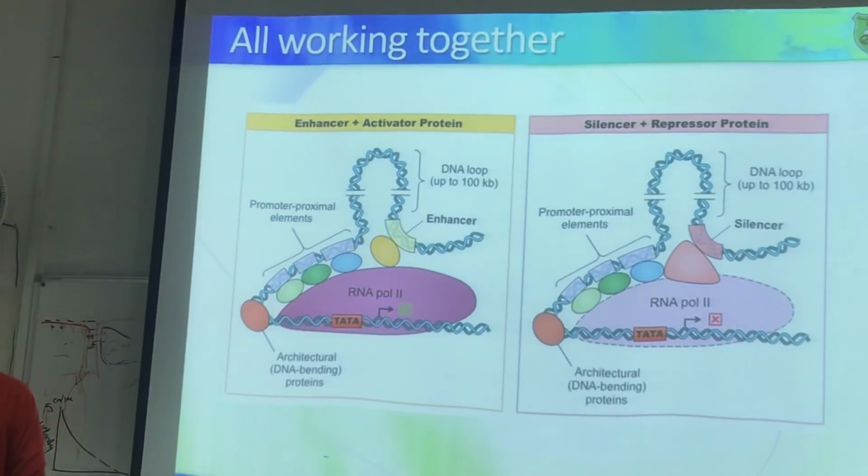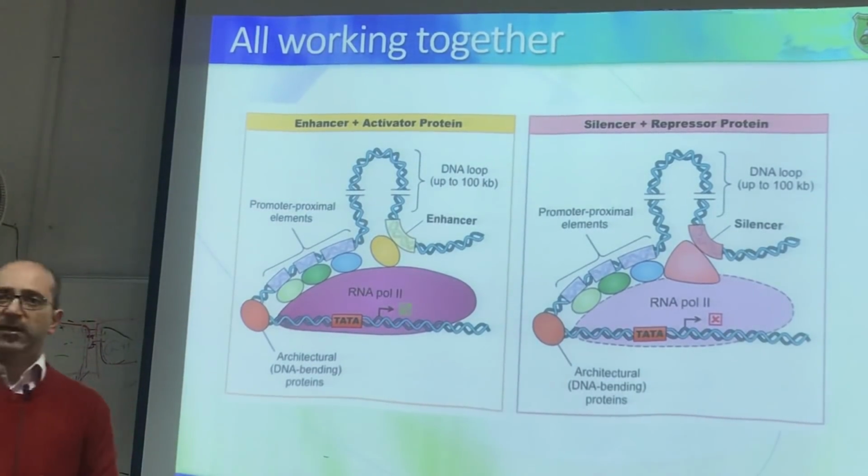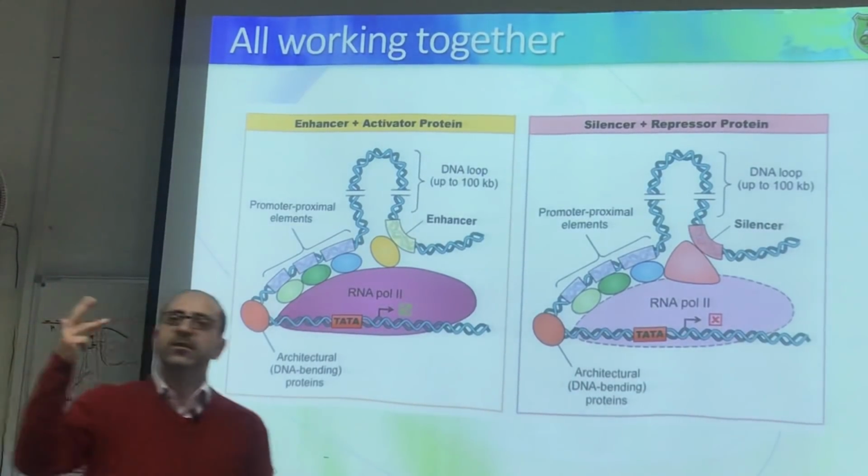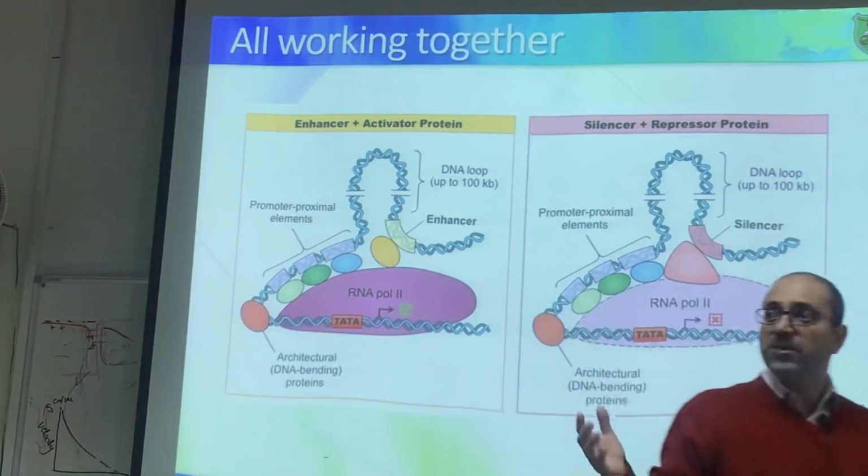So we have different sequences. So far we talked about more than one: the transcription start site, the promoter proximal element, the enhancer, and the silencer. So things are more complex.